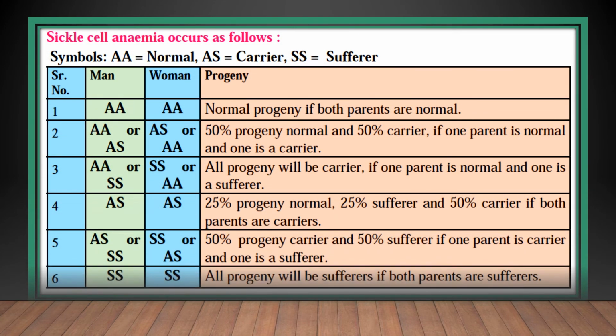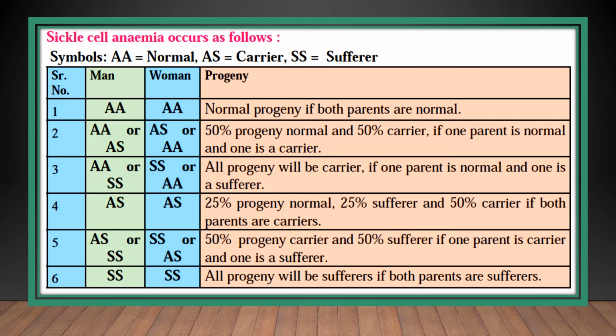Now, sickle cell anemia occurs as follows. The symbols AA stand for normal, AS stand for carrier, the person who is carrying the disease, and SS is the sufferer. So if we have two normal people, the progeny also will be normal. If we have one normal person and one carrier, then there is a 50% chance that the child will be normal and 50% that the child will be a carrier. No one will be a sufferer.